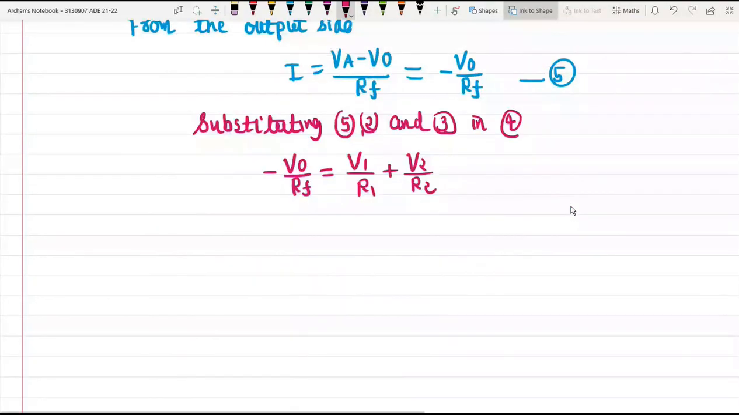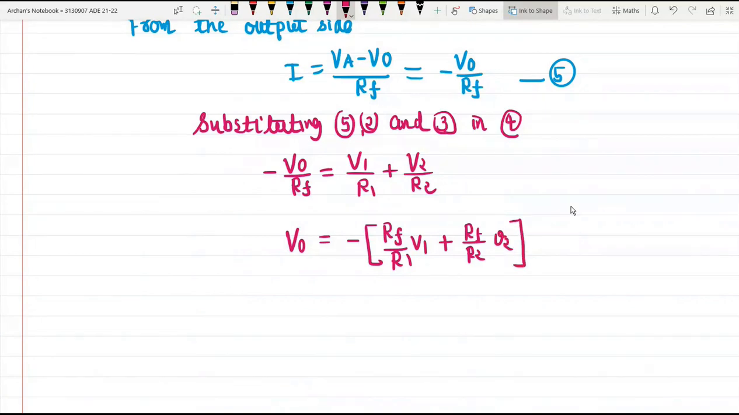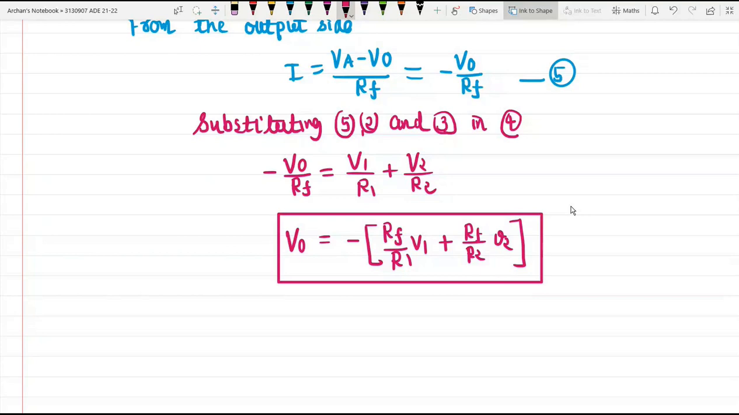So what are we interested in? We are interested in finding the output voltage V0. So the output voltage V0 is equal to minus, taking RF to the right-hand side of the equation, RF by R1 into V1 plus RF by R2 into V2. So this is our equation of output voltage.